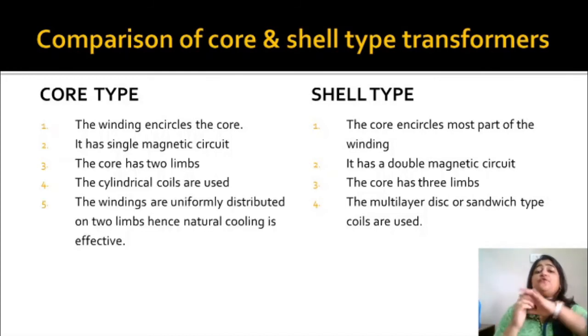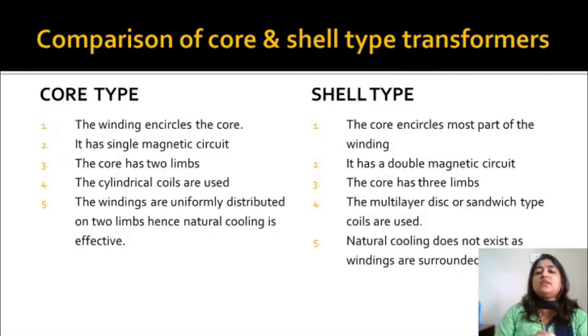The windings are uniformly distributed as far as the core is concerned, and that is why natural cooling is possible. जैसे मैंने बताया कि जो winding है काफ़ी exposed होता है atmosphere को, and that is why the natural cooling is very much effective in core type of transformer.